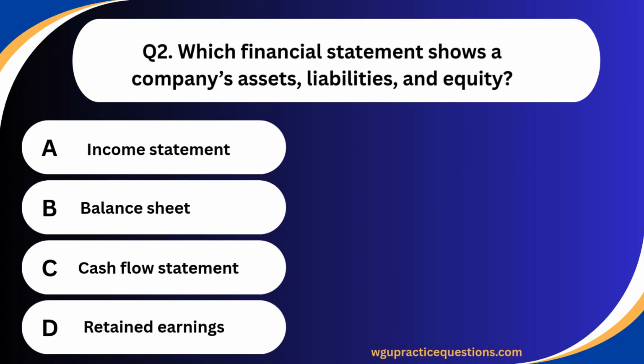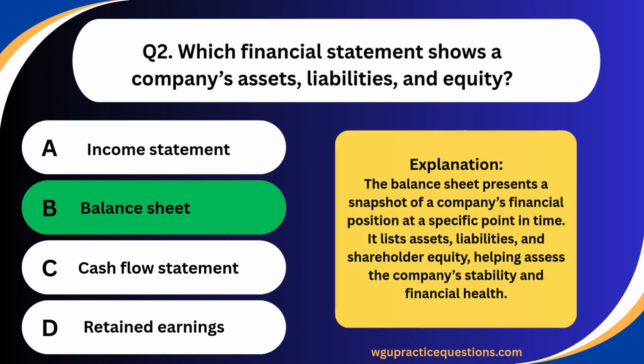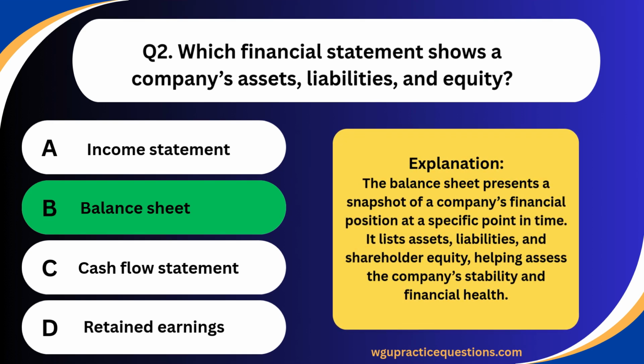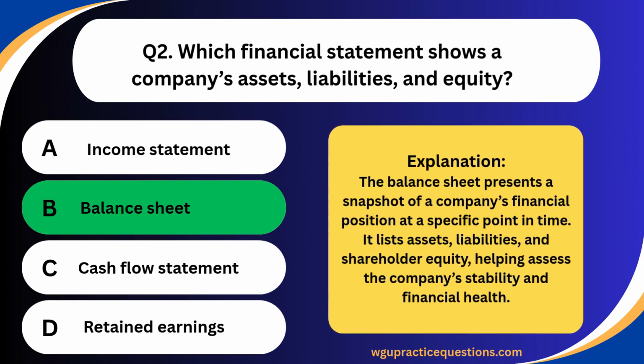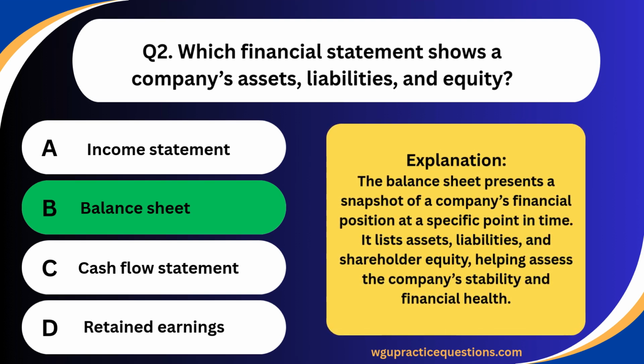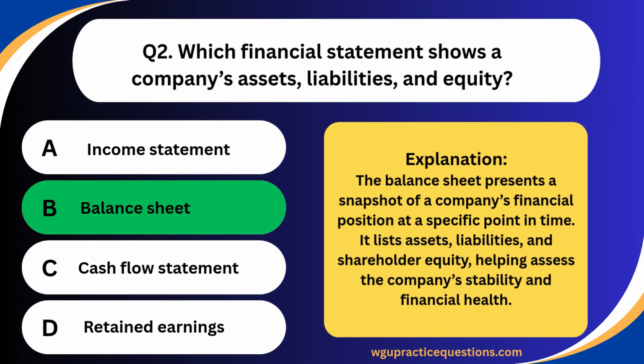The correct answer is B. Balance sheet. Explanation. The balance sheet presents a snapshot of a company's financial position at a specific point in time. It lists assets, liabilities, and shareholder equity, helping assess the company's stability and financial health.